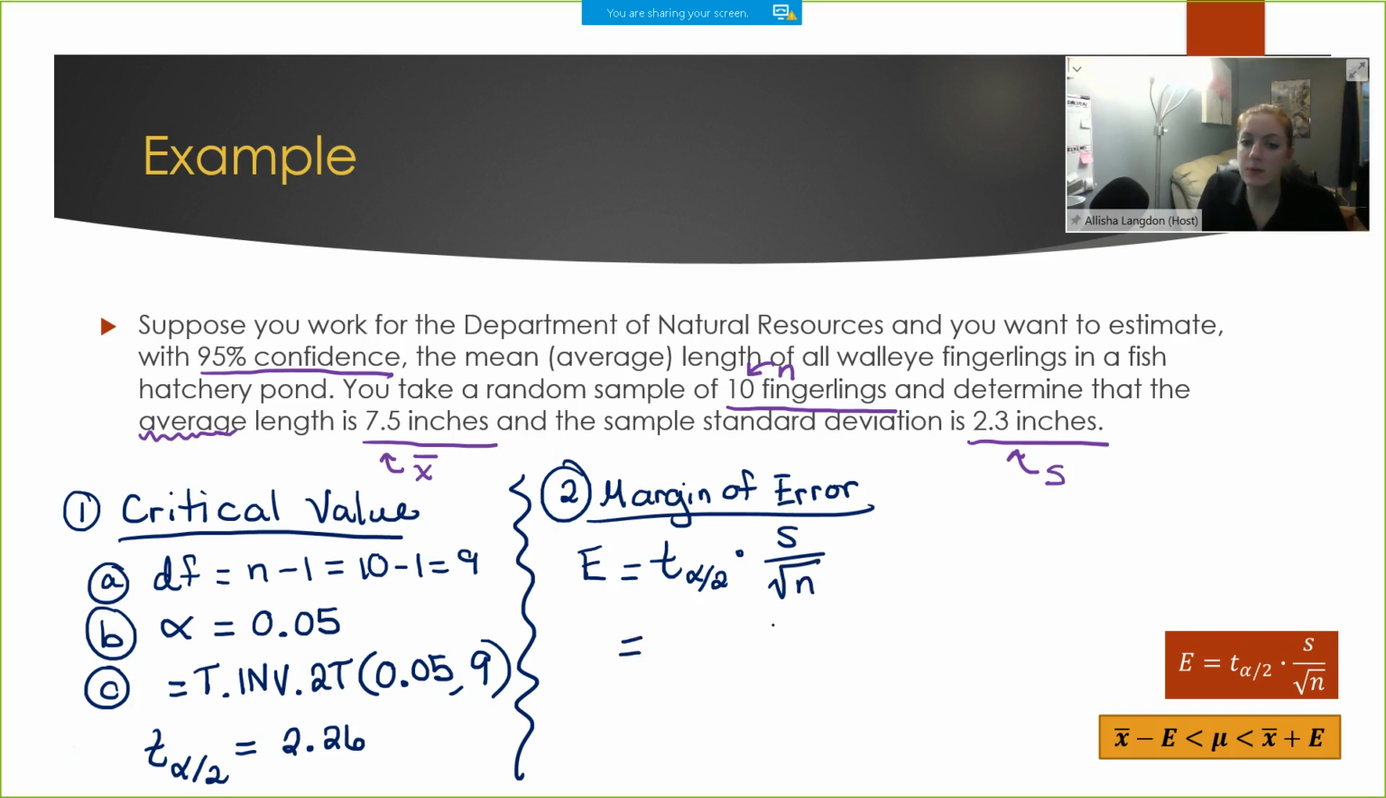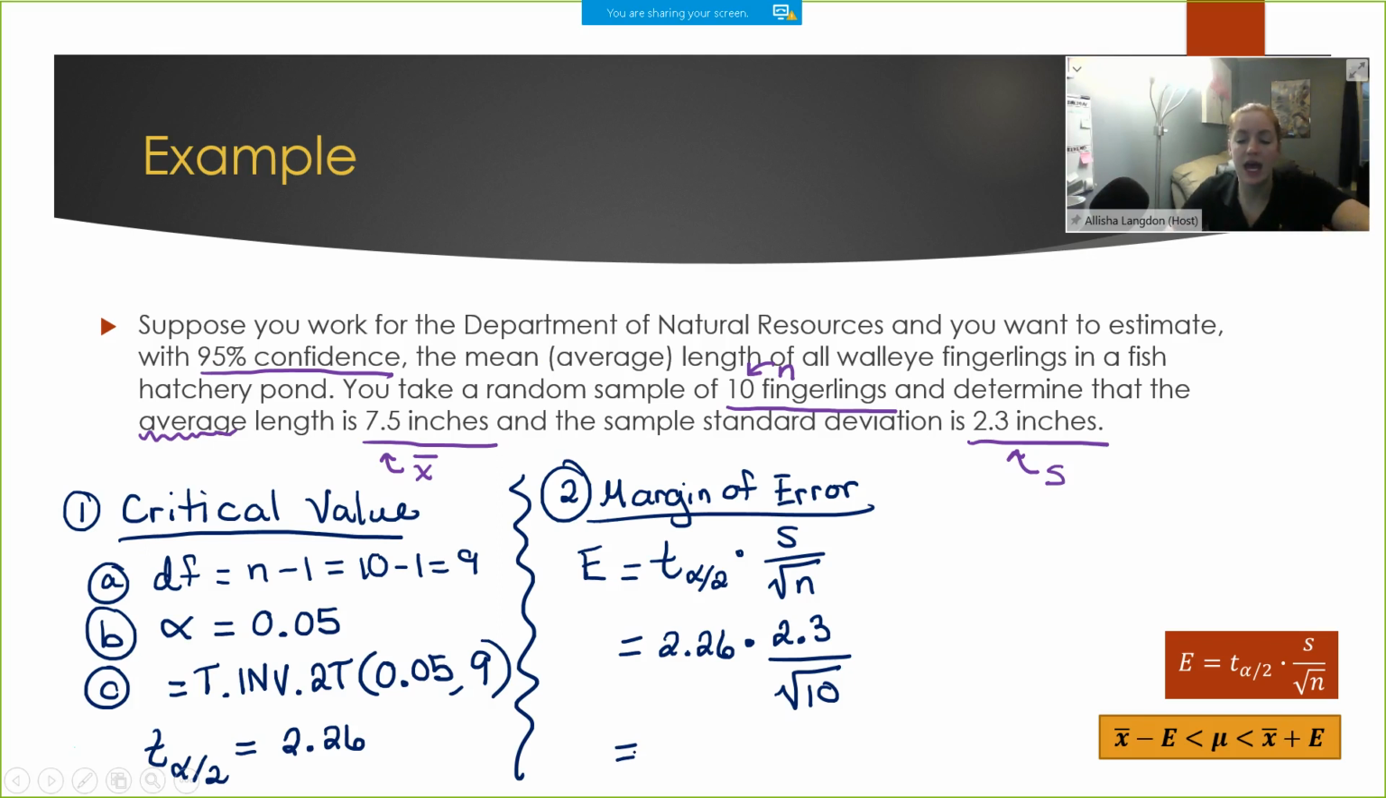So the first thing we need to do is just plug in our values. What is our T of alpha over 2? It's what we just found, 2.26. What is our S? Well, luckily we've already labeled that. That's our sample standard deviation of 2.3. Then we're going to divide that by the square root of n. We've already said our n is 10, so I'm just going to plug that into the square root.